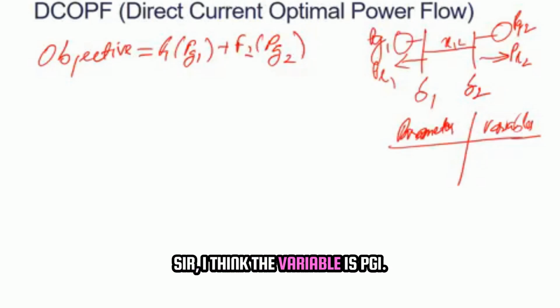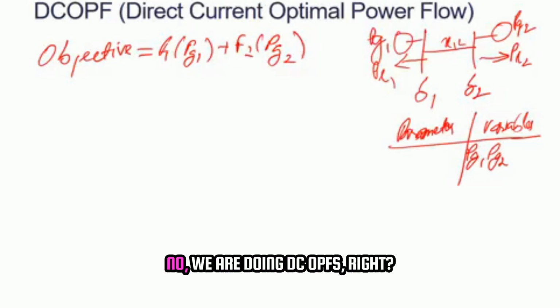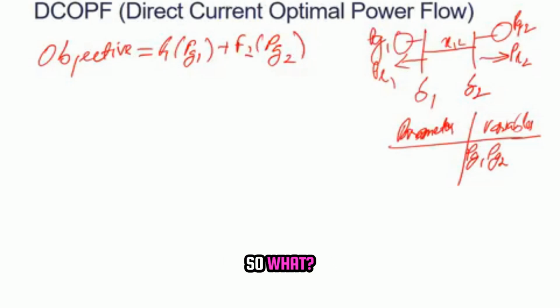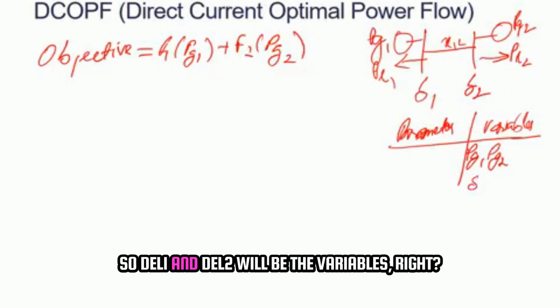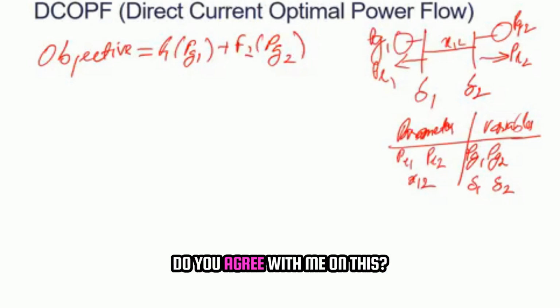So I think the variable is Pg1, Pg2. Qg1 and Qg2? No, we are doing DCOPF, right? So there is no Qg1 and Qg2. Yes, it's linear. So del 1 and del 2 will be the variables. Now, what will be the parameters or the known values? The known values will be PL1, PL2, X12. Do you agree with me on this?